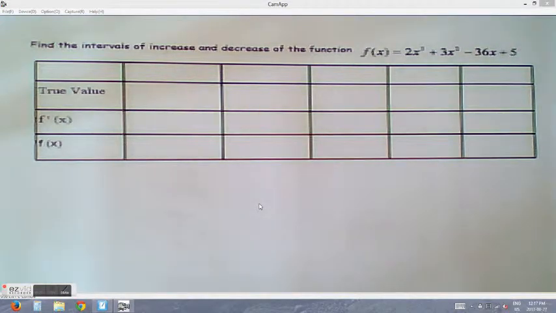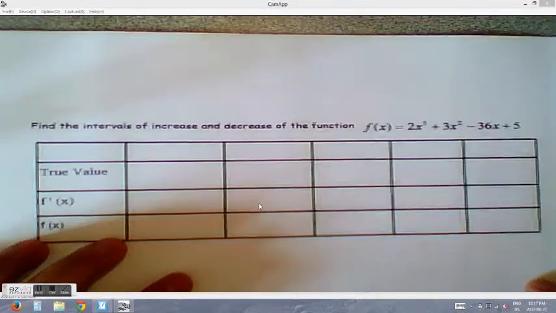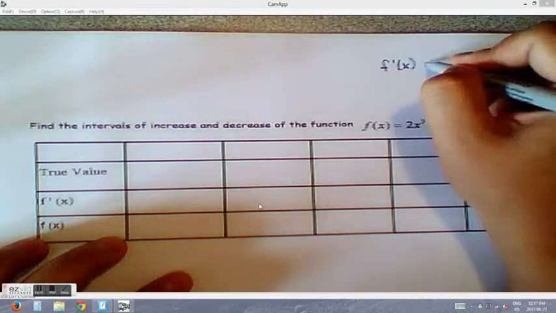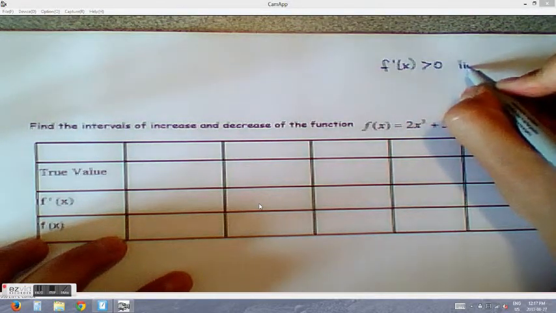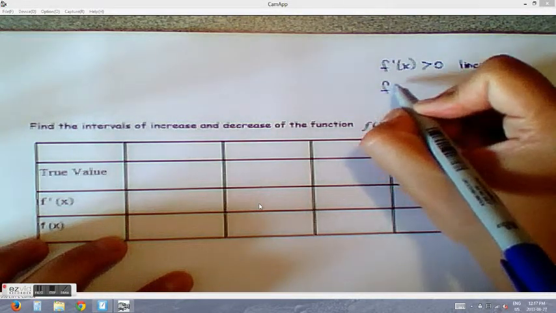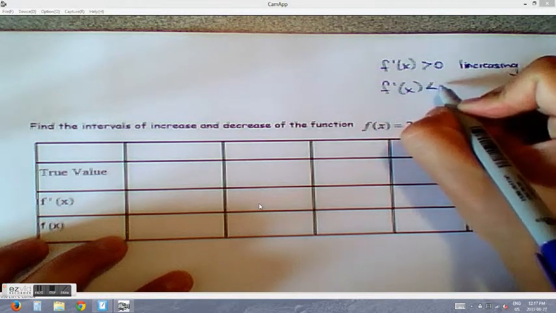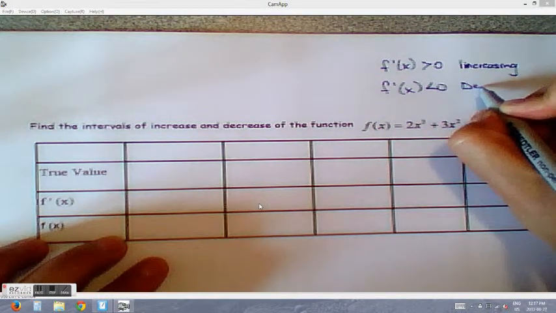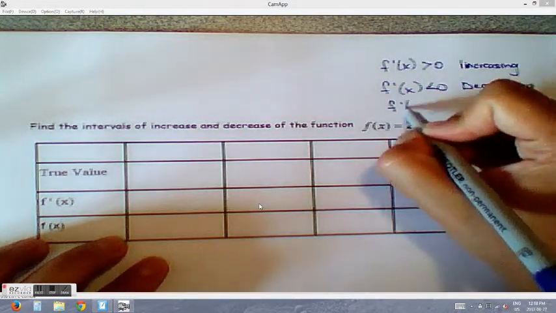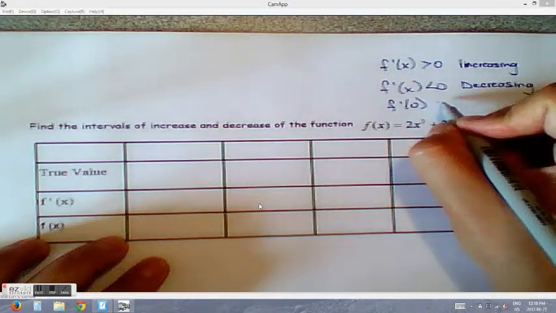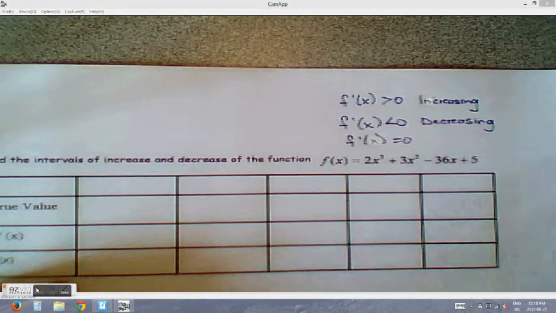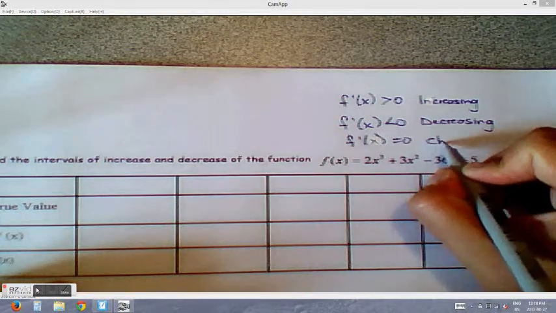We're going to use algebra in order to answer this question. A few key things that we know is that when the first derivative is positive, the function is increasing. When the derivative is negative, the function is decreasing. And when the first derivative is equal to 0, we have a change in direction.